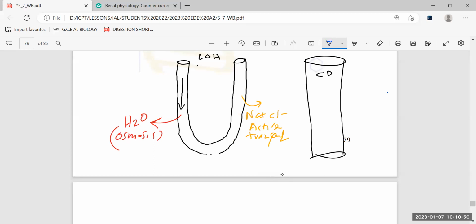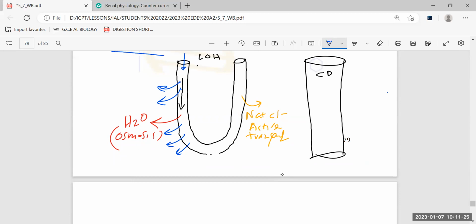Okay, then what will happen? The fluid which enters at this point has a high amount of water, and the water is reabsorbed along this descending limb of the loop of Henle. When the water is reabsorbed, volume is reduced. When the volume is reduced, the solute concentration increases.